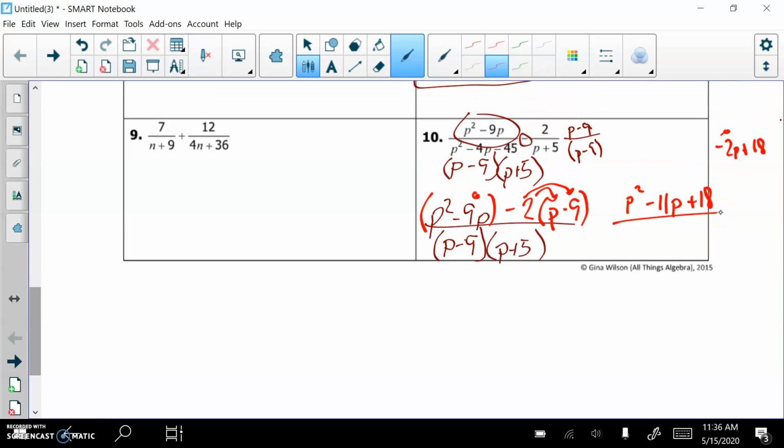All over my denominator, p minus 9, p plus 5, and keep going because the numerator can factor. Now we factor the numerator. Don't ever factor the numerator until the very end. So p minus 2, p minus 9, all over p plus 5, p minus 9, and there you go. P minus 2 over p plus 5.